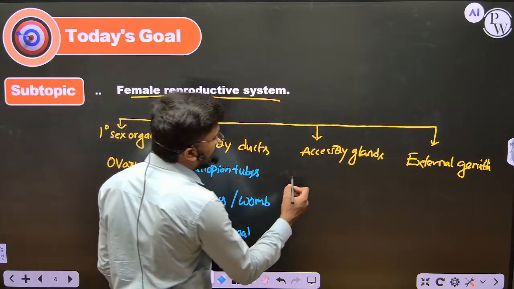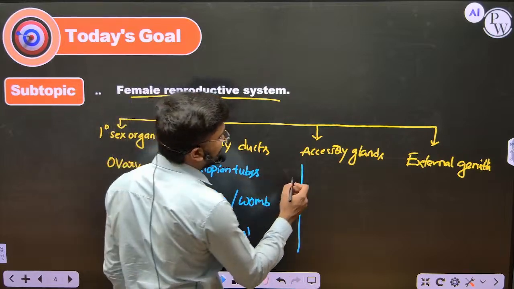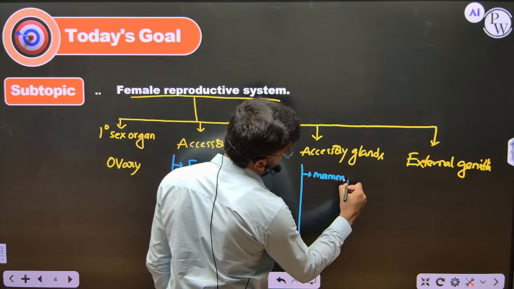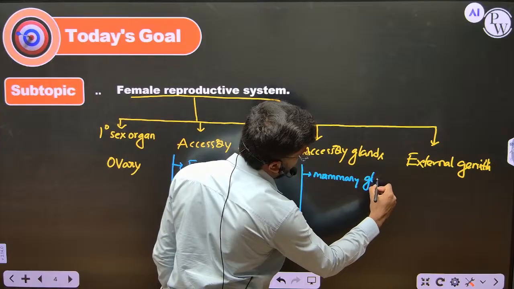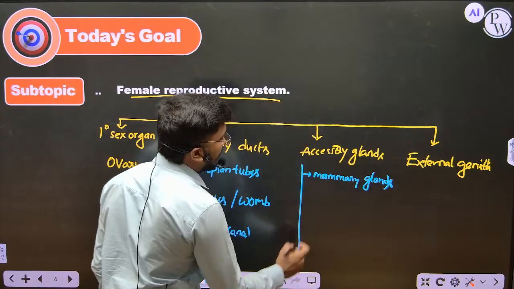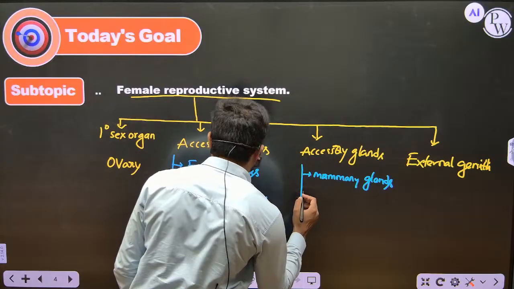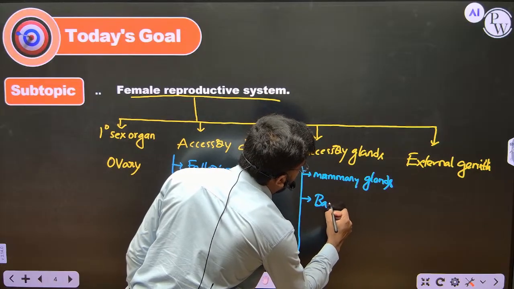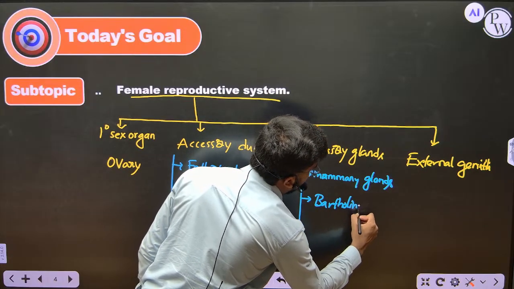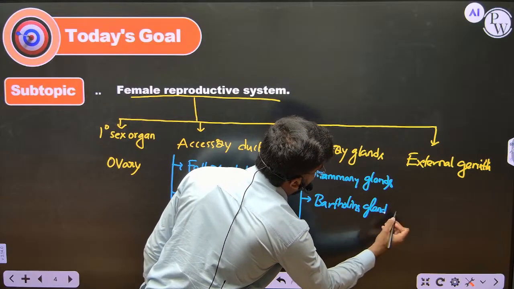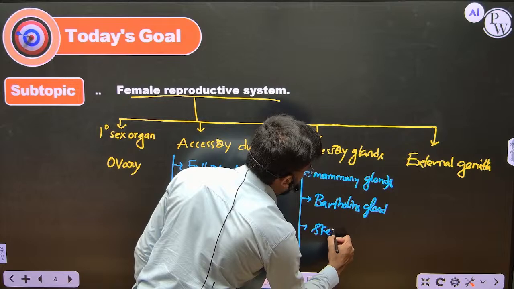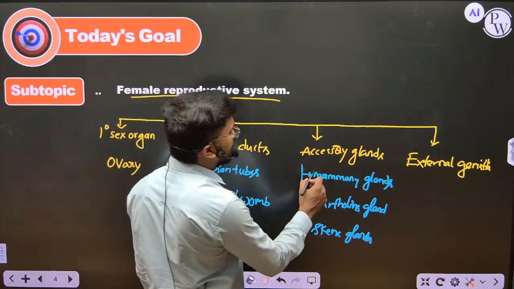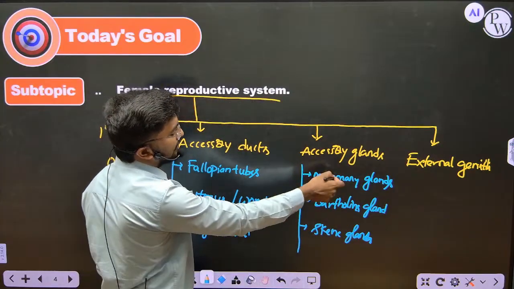Next, accessory glands. Important for our examination is the mammary gland. Next one, Bartholin's gland, and Skene's gland. From the exam point of view, what is required? Majorly the mammary gland. That accessory gland is required.